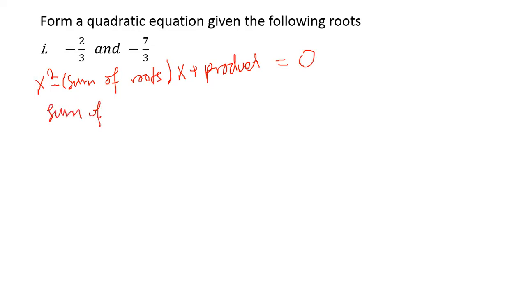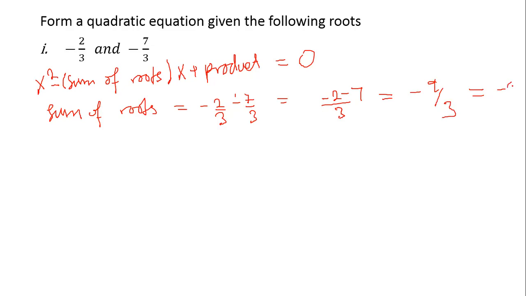So sum of roots equals -2/3 minus 7/3. These are under the same LCM, which is 3. So -2 minus 7 gives us -9/3, and that gives us -3.